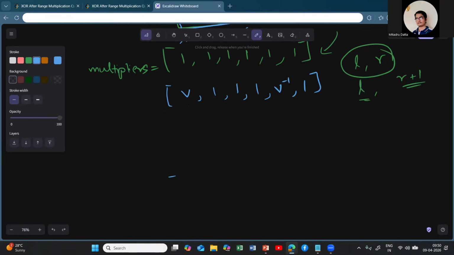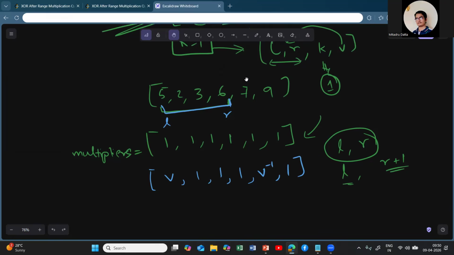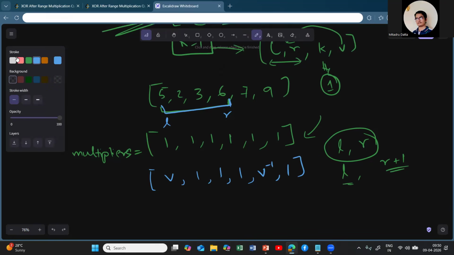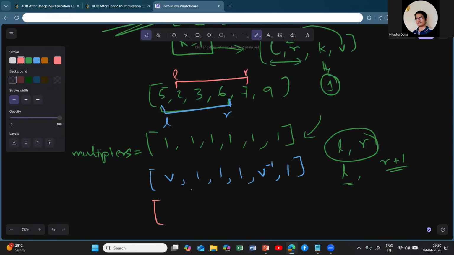Okay. So what you do now, let's say you want to process another query. As I told, let's process this query, and this is L, this is R. So what we will modify in this case is that we will write another array. This time this element is L, this element is R. So we will try to modify L and R plus 1.